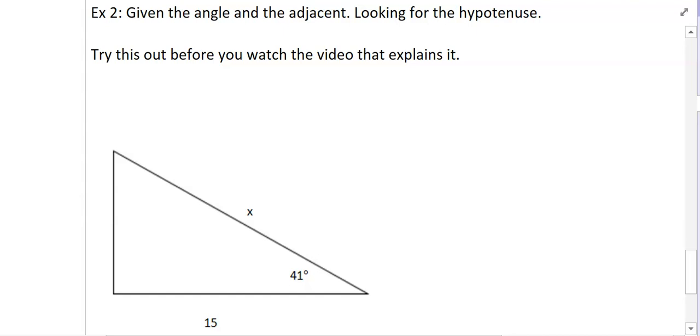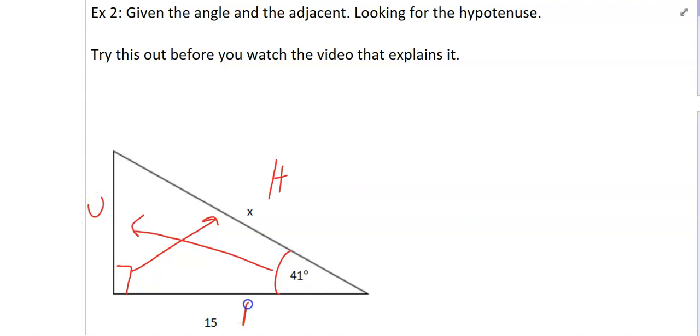Alright, so for example 2, what we are looking for, if you just look at the figure, is the hypotenuse, which we do not have. We should always be identifying our parts. So we're looking for the hypotenuse, and it looks like we are given the adjacent.